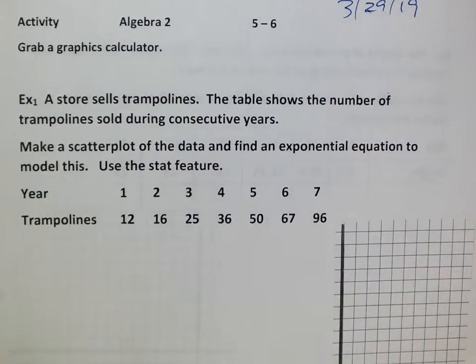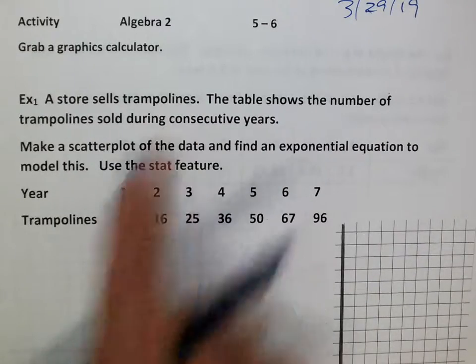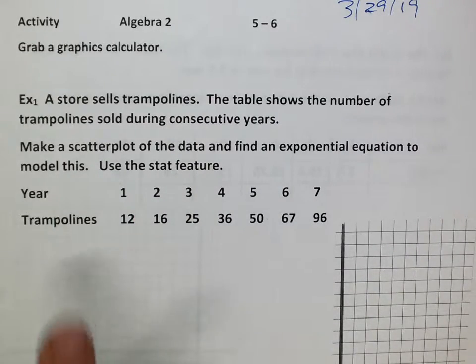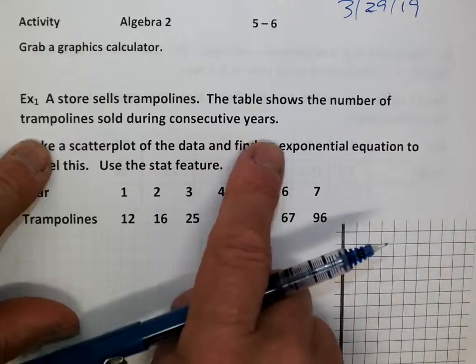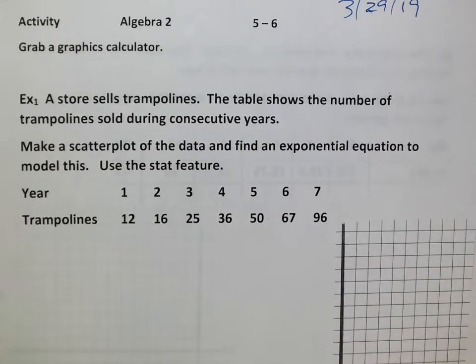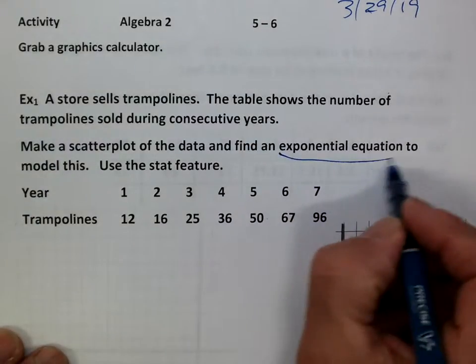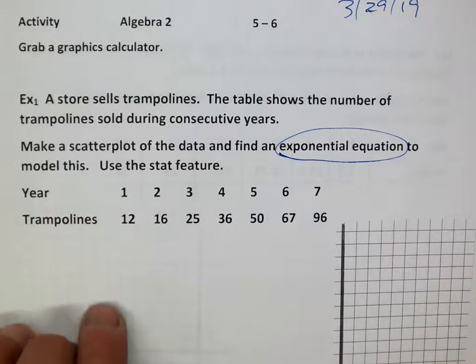Number 19. Okay, so a store sells trampolines. The table shows the number of trampolines sold during consecutive years. Make a scatter plot of the data and find an exponential equation to model this. Use the stat feature.